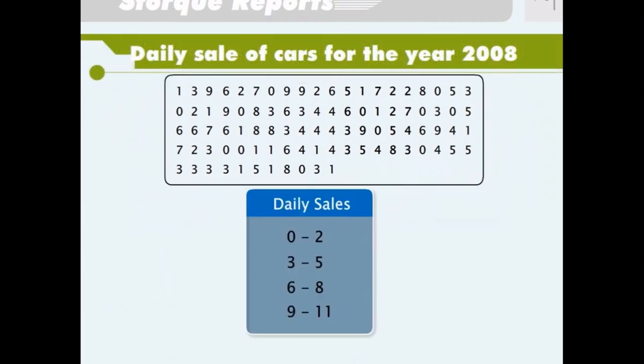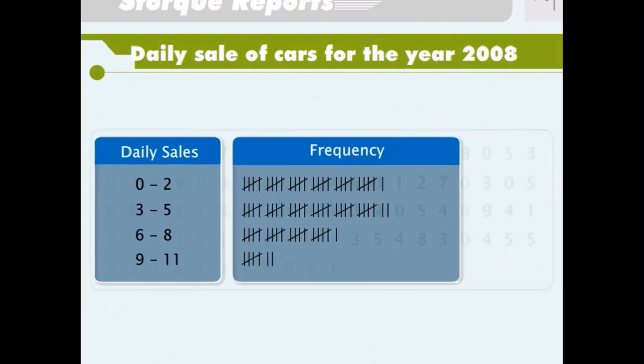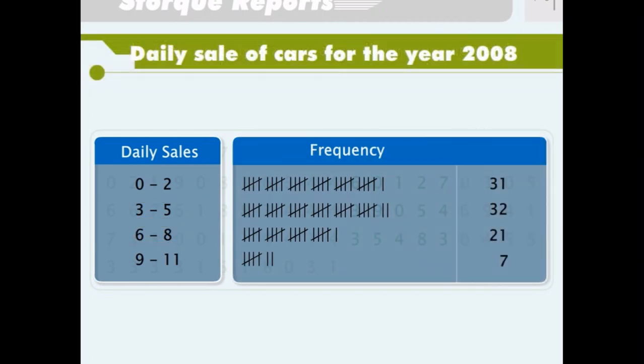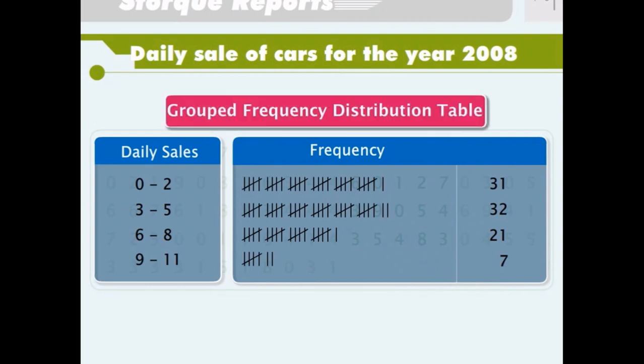To present such a large amount of data, it is convenient to condense it into groups as shown here. This is because the data contains numbers from 0 to 9. Then for each number we make a tally mark against the group it belongs to. A tally mark is a small vertical line used to mark or represent an observation. For example, the number 5 belongs to the group 3 to 5, and the number 8 belongs to the group 6 to 8. Observe that this is also a frequency distribution table. In this table, we have formed groups to note the frequencies. The data presented in this form is called a grouped frequency distribution table.